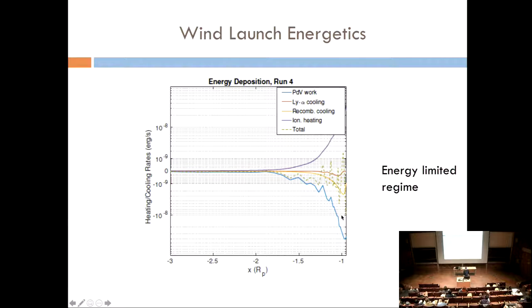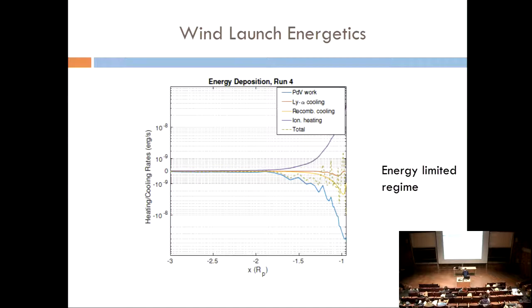Here's the cooling from Lyman alpha and from recombination, much smaller than radiative expansion. Here's the heating term, which is due to ionization. That's obviously the only one we have. But you can just see from this that clearly you are in an energy-limited regime. Not totally energy-limited, but those are the dominant terms, so you're not losing a huge amount to radiation.